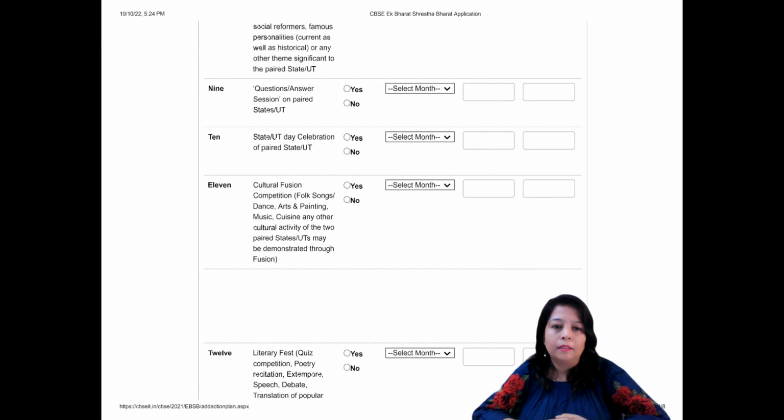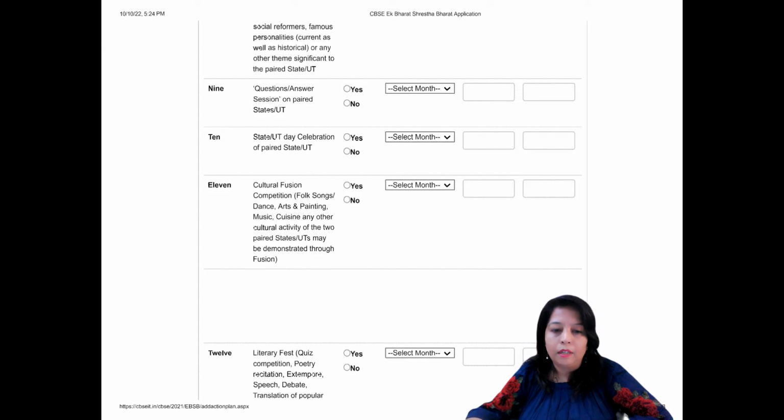Now the next is activity number 11. Cultural fusion, competition, folk songs, dances, art and painting, music, cuisine, and any other cultural activity of the two paired states, UTs, may be demonstrated through fusion. So this activity number 11, this is to be done by music, art teachers during their respective periods, right? Music and art period. So we can easily conduct this activity. They can present the same during morning assemblies too. So when they are presenting in morning assembly, so class coordinators will also be responsible for that.